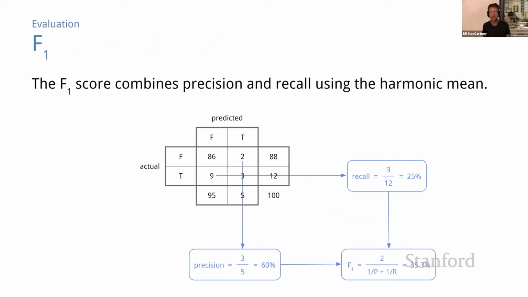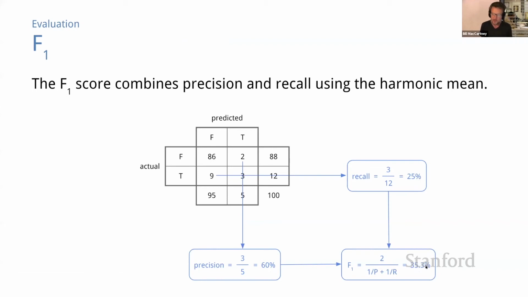So for binary classification, the standard answer is the F1 score, which is the harmonic mean of precision and recall. The harmonic mean is the reciprocal of the arithmetic mean of the reciprocals. And it's always less than the arithmetic mean. It's pessimistic in the sense that it's always closer to the lower number. So the harmonic mean of 60% and 25% is 35.3%.